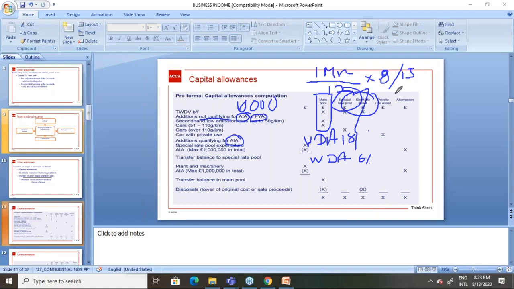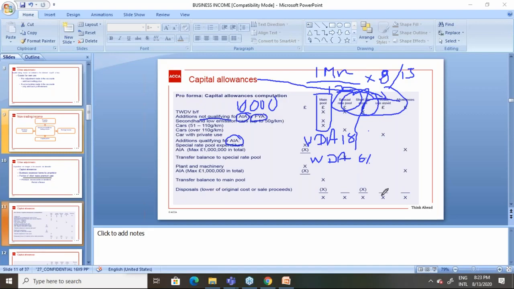And one other important thing when you're doing the capital allowance computation for an unincorporated business, the private use element. If there is any asset where there is a private use by the owner, not by an employee, but by the owner, you cannot include them in the main pool or in the special rate pool. For each asset used by the owner for his private purposes, you must maintain a separate column.